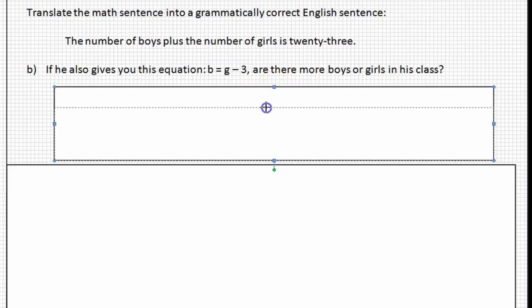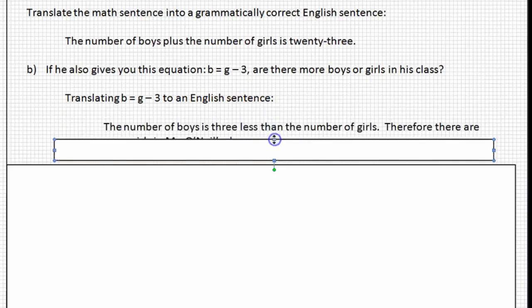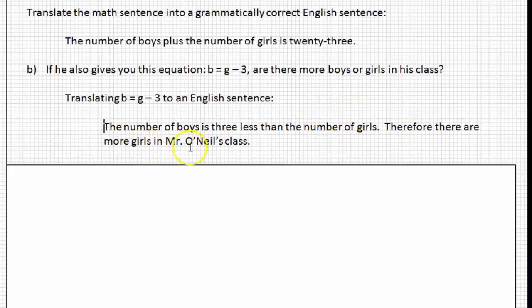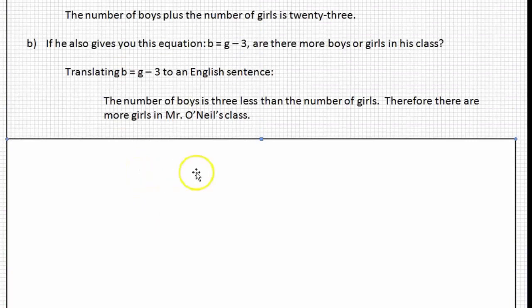So it's helpful to start out by translating that into an English sentence. We might come up with something that states that the number of boys is 3 less than the number of girls. The number of boys is 3 less than the number of girls. And therefore, that would mean that there are more girls in Mr. O'Neill's class.